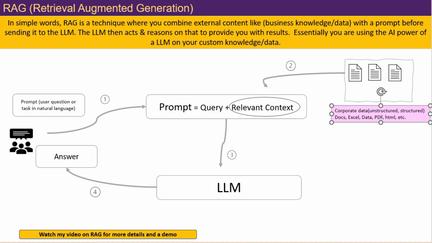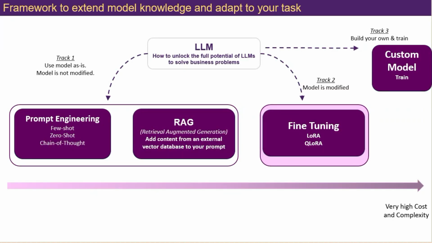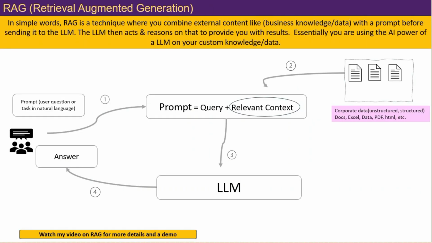Okay, so this is RAG in simple words. Now if you go back over here, so we are over here. In this use case, the model is still not changed. We are using the model as is, but the complexity has gone up because you have to set up this pipeline. So let's take a deep dive and understand what this entails.